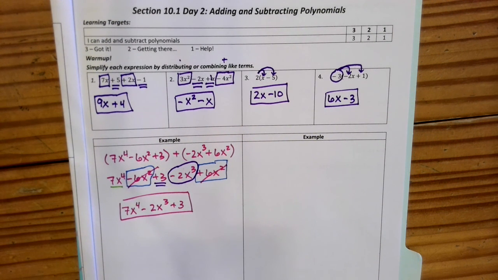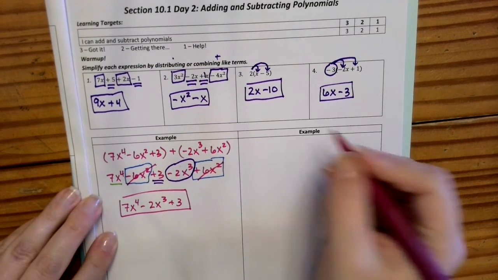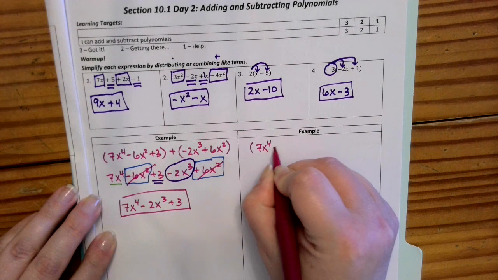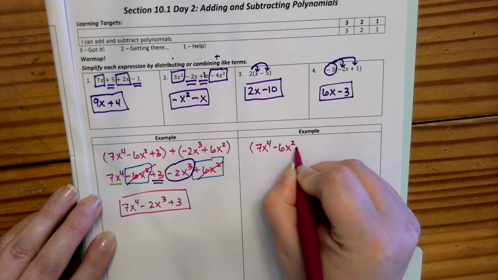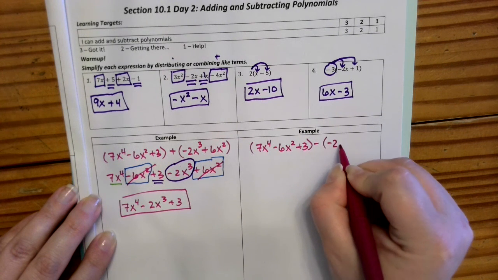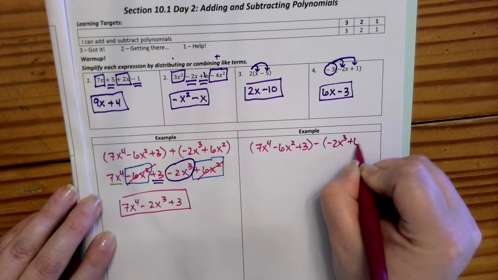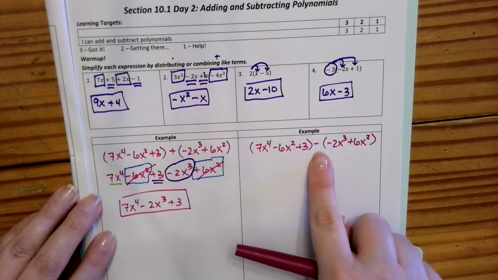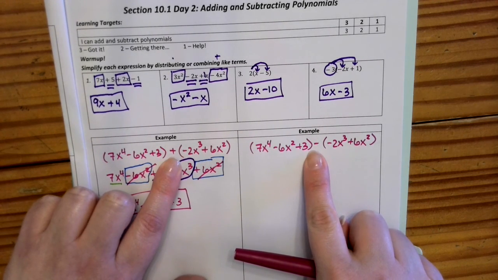Now I'm going to take those same polynomials, but now I'm going to make it a subtraction. So 7x to the fourth minus 6x squared plus 3 minus negative 2x to the third plus 6x squared. So the exact same polynomials, right? All I did was change this plus sign to a minus sign.